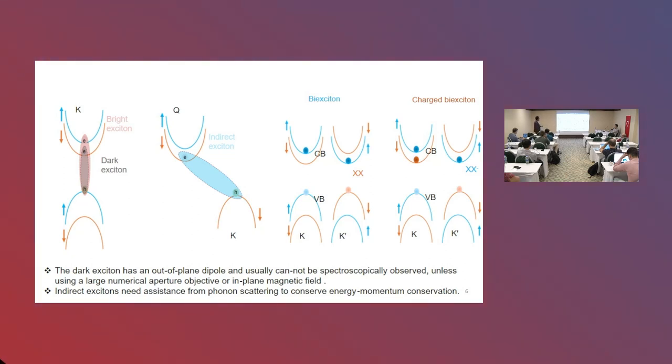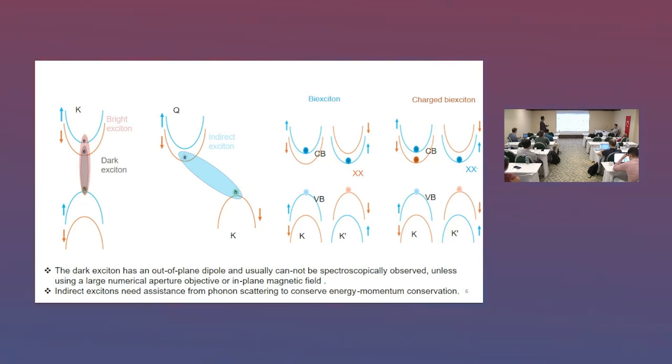Apart from the exciton, we also have the trion. This is a three-particle system. And for WSe2, we have the bi-exciton, which is a four-particle system, okay? When the overall density of excitons is large, they bind to each other to form a more stable system called a bi-exciton.